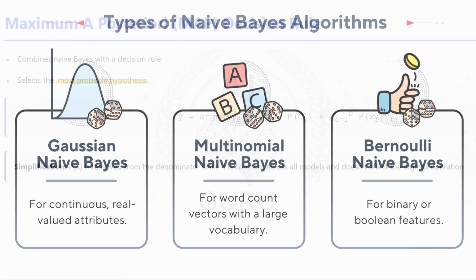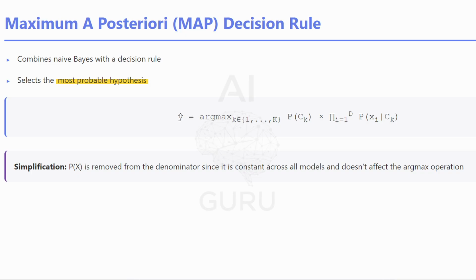And then, during the test phase, when a new example comes in, it just plugs the values into the formula, computes the posterior probability for every possible class, and picks the class with the highest score. Exactly.